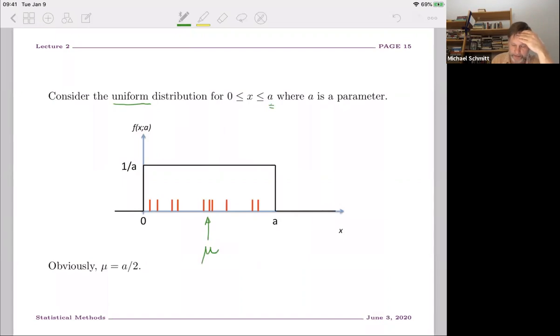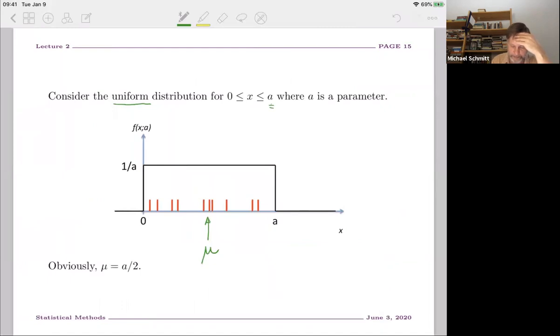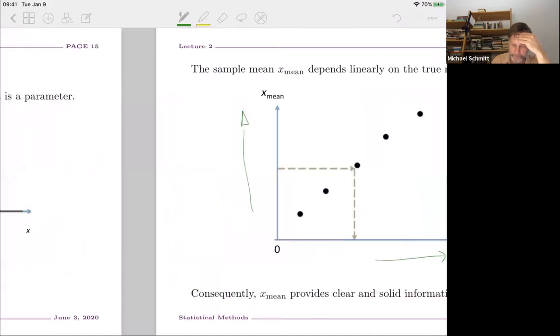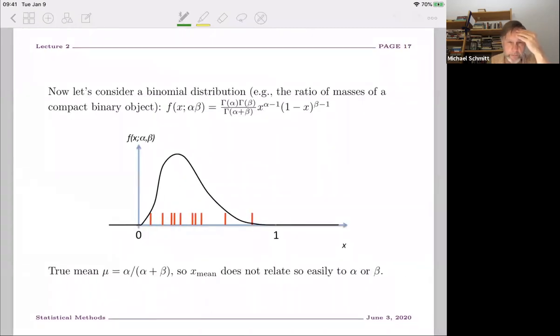And one thing I can take advantage of is that as the mean of my data increases, the mean mu increases, and mu is really A over 2. So A is about 2 times X mean. This is just an example, and what I'm trying to say is that the sample mean gives me a way to estimate this parameter A, by considering how my data observable X mean varies with A or with mu, which is a proxy for A. Let's consider something a little bit more complicated.